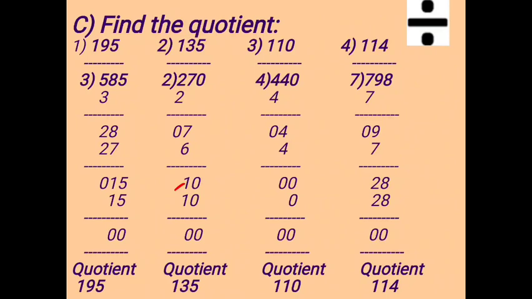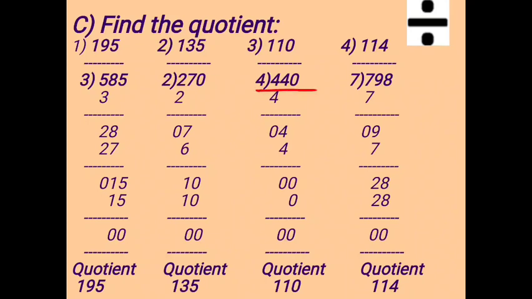Then bring down the third number, that is your 0. Then in the 2 table, where can you find 10? That is 2 fives are 10. Now again you have to subtract it. Then you will get the remainder as 0. And your quotient, the result, is 135. And don't forget to write down quotient is equal to 135. Next one.